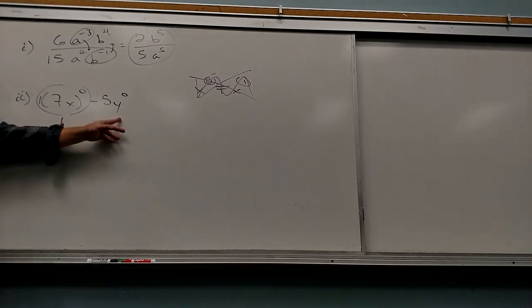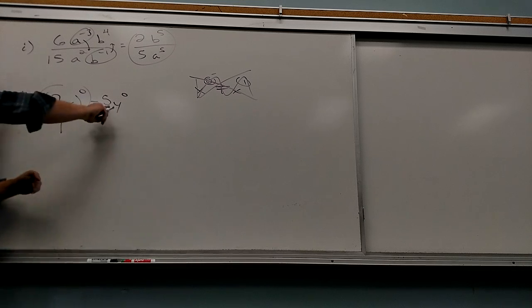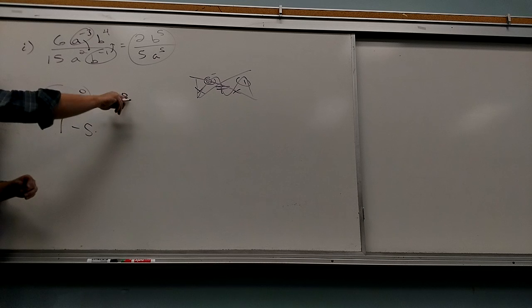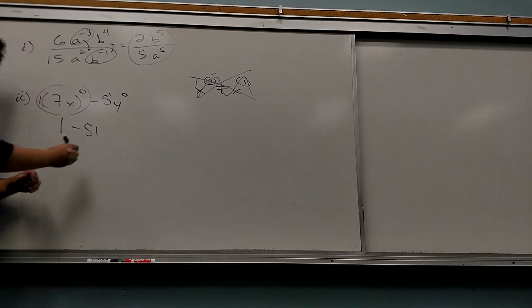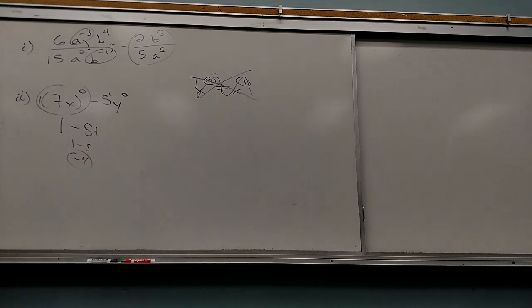Over here, what's being raised to the 0 power? So is the 5 changed to 1? No, it's minus 5 times y to the 0, which is 1. So then I get 1 minus 5, negative 4. So is that 1 because it has the parentheses? Yes. So what's being raised to the 0 power? 7 is, and x is. So 7 to the 0 is 1, times x to the 0 is 1, times 1 is 1.